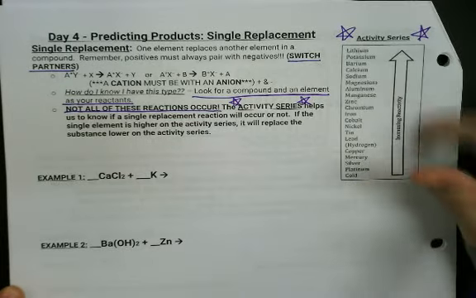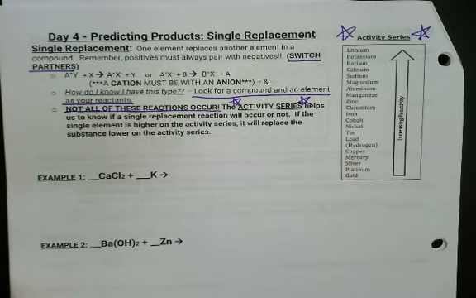The activity series, the chart, is right here on your notes. It is also on your periodic table of elements, the formula chart that you receive with every quiz and test. So you do not need to memorize this. You will always have this resource during your assessment.